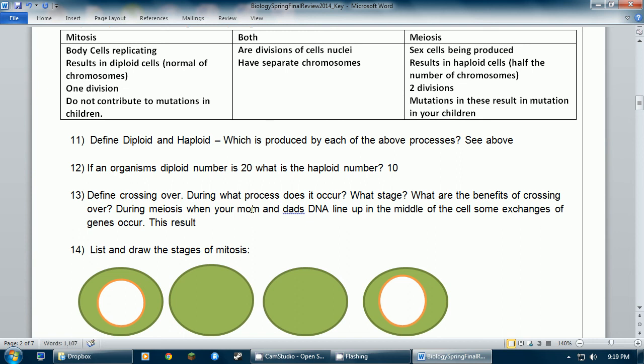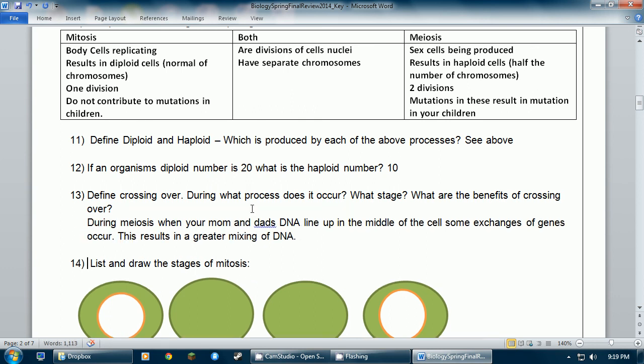This results in a greater mixing of DNA. Without this, the only mixing of your parents' DNA that your children would have would be whether or not they received gene number 1 from mom or dad, gene number 2 from mom or dad, gene number 3 from mom or dad, so their grandparents. So this allows you to give each of your children a little bit of an extra mixture of your mom and dad's DNA, and we'll come back to that at the end of this question.